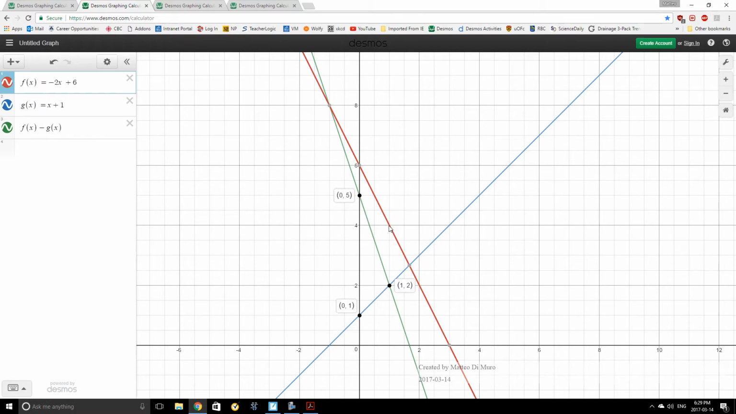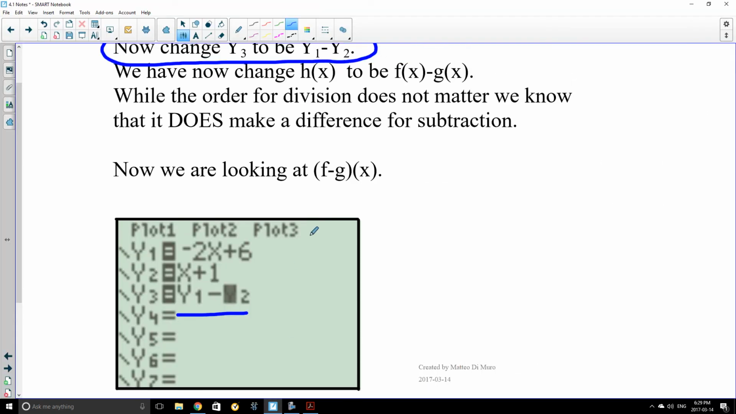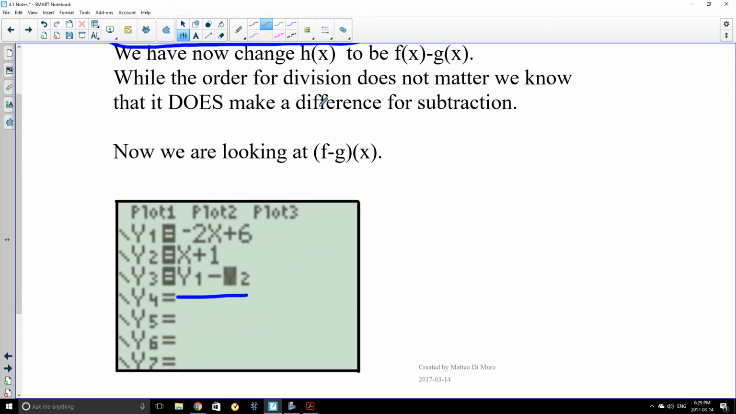That's the y value. So once again, we come to that conclusion that for subtraction, f subtract g of x, all that's happening is the y values are subtracting. So if you want to write that in your notes, sorry, I got caps lock on.